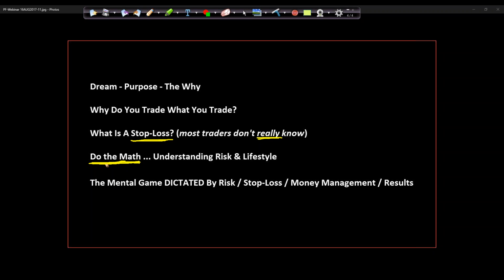You have to understand the risk. You have to understand your lifestyle choices. There's not just one way to trade, and you're going to see that tonight. The mental game dictated by risk, stop loss, money management, and results. As I said, old paradigm trading, this is my opinion as a trader, but I've been at it quite a while. And I've looked at hundreds of systems over multiple time frames. The results you get are in part two things. They're the financial results you get, and they dictate what happens in your head. If you're trading in an environment that has inconsistency, it's going to wreak havoc on your mental game.